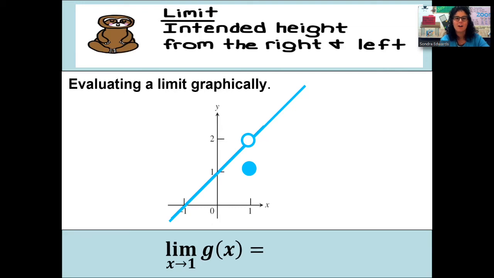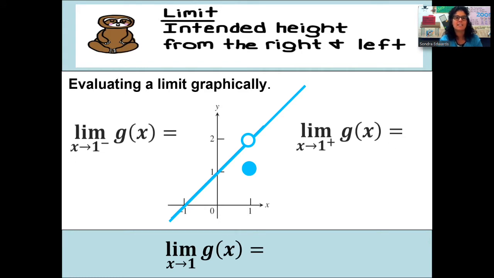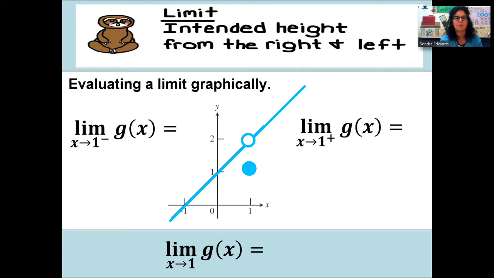All right, we want to find the limit as x approaches 1 of g of x. So we need to consider the limits from the left and from the right. Let's take a look from the left first. Coming in from the left means we're choosing x values really close to the number 1 and substituting them into the g function and seeing what the pattern of heights, the intended height, is.